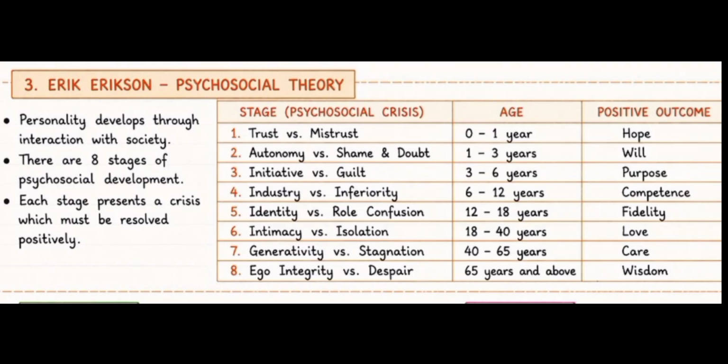And the last, ego integrity versus despair, 65 years and above, and the positive outcome is wisdom. In integrity, wisdom is the basic strength developed in this stage. All the positive personality traits of the child from the first stage to the eighth are integrated. And in despair, if the integration of the various stages of personality traits is not possible, then the person is in despair. And these are the 8 stages of Erikson.